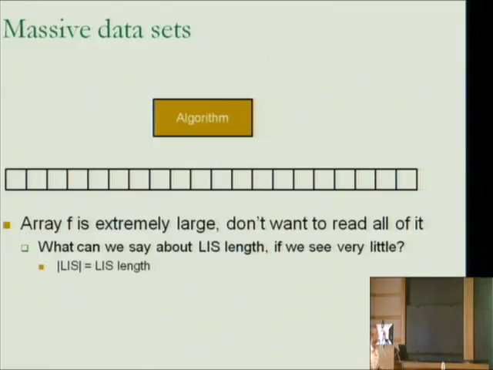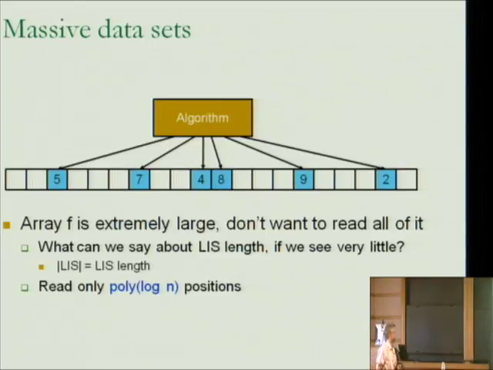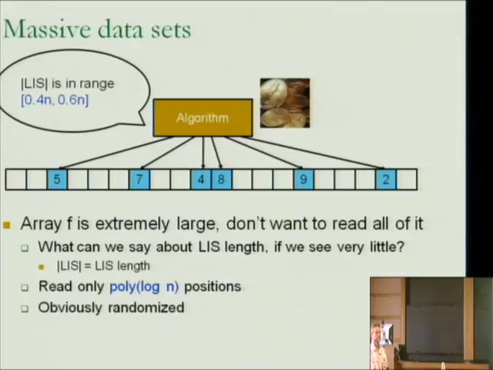The setting is that we've got a huge data set. We don't want to read all of it. What can we say about the LIS length if we see very little? So we read only, let's say, polylog n positions. And then by looking at that, we make some statement that the LIS is between 0.4 times the length of the array and 0.6.